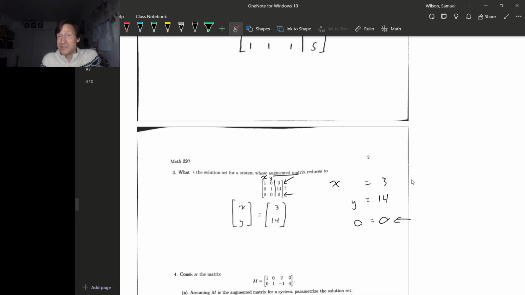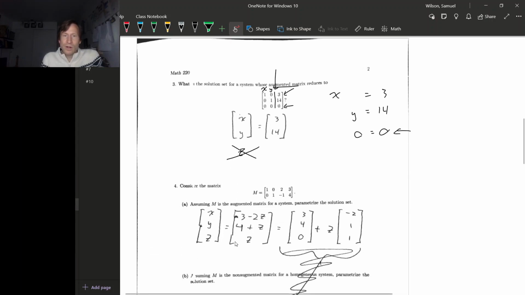Now something you may notice about this is there is no z, right? There's no z in this system, so the most common mistake was that some people said z is a free parameter. And that's not true because z isn't in this system at all. If z were part of this system, we would have another column in here, but we don't have another column. So z is not a variable in this system.